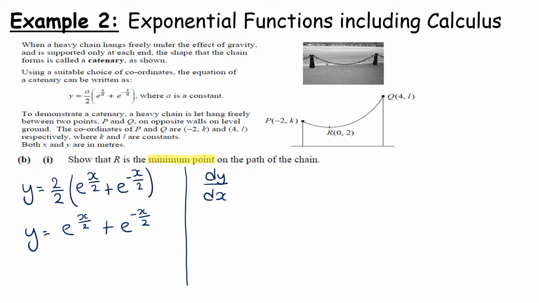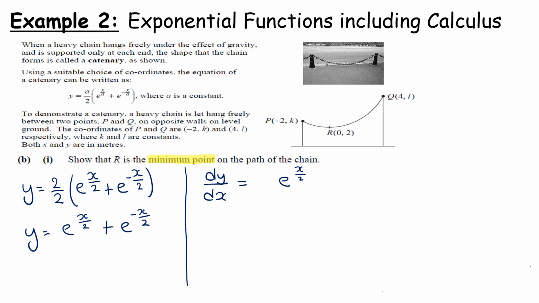But e to the power of ax differentiates to a e to the power of ax. So really what's happening is the e part doesn't change. So this stays as e to the power of x over 2. But what we do is we differentiate this top piece. So this is a half x.